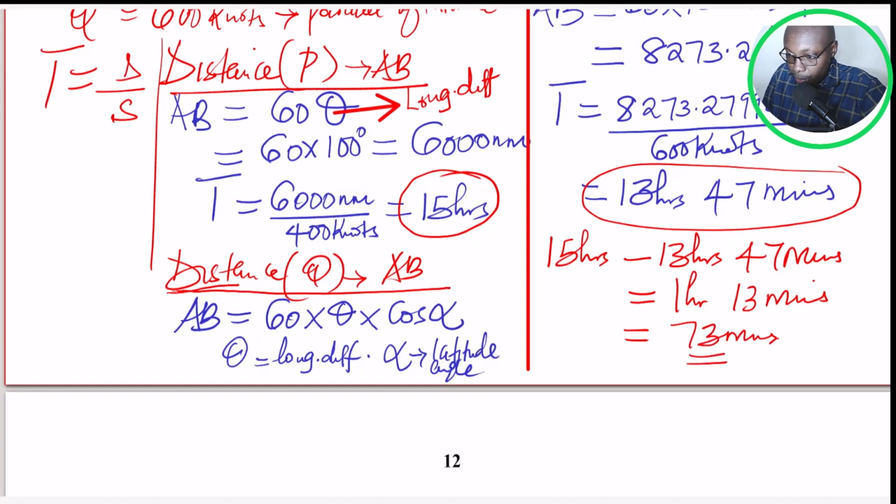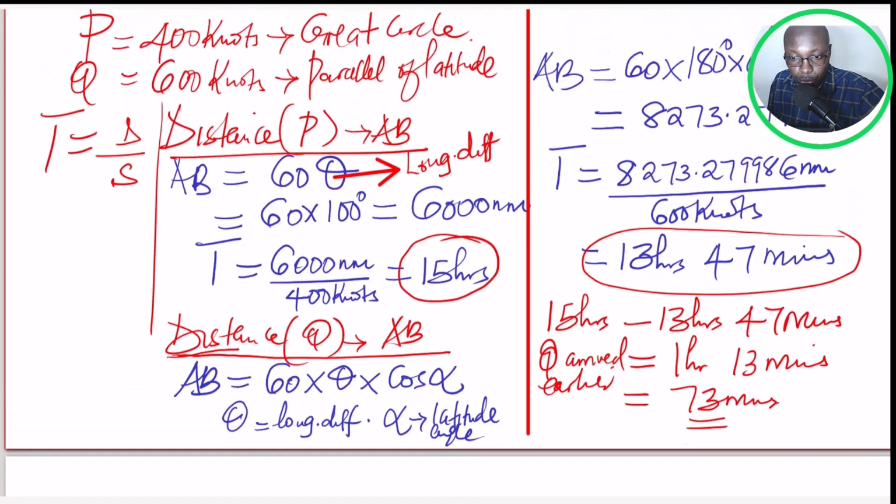So that is how you're supposed to work out that question. Q arrived earlier by 73 minutes, and that is how you're supposed to solve that question.